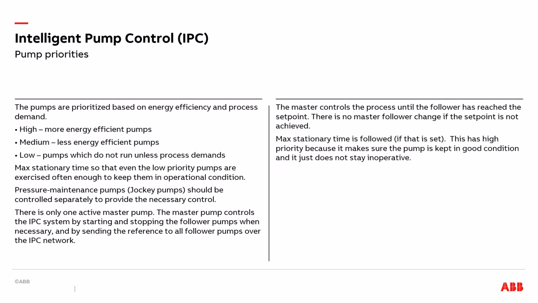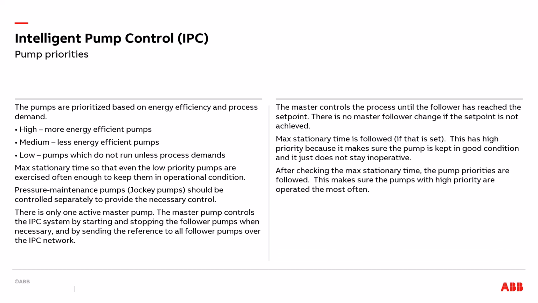Max stationary time is followed if it is set. This is a high priority because it makes sure that the pumps are kept in good condition and not just staying inoperative. After checking the max stationary time, the pump priorities are followed. This makes sure that the pumps with higher priorities are operated more often. If none of the above conditions are set, the system tries to balance the operation time between all the pumps.